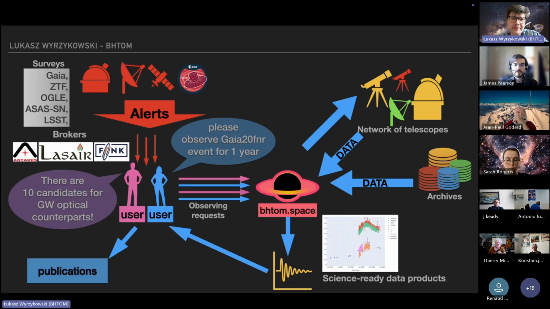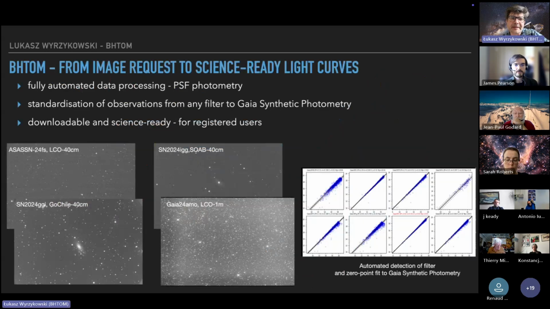As you could see, we write papers together with these users, and all of this can be scripted. These days, everything can be or should be automatized. So there could be a data flow from the alerts, through brokers, through filtering, observing requests, and then data processing. Everything can be automatized by robots. So here are some examples of the images, and the emphasis I wanted to make is that we process the data. Everything is automated from the image request to science-ready data.